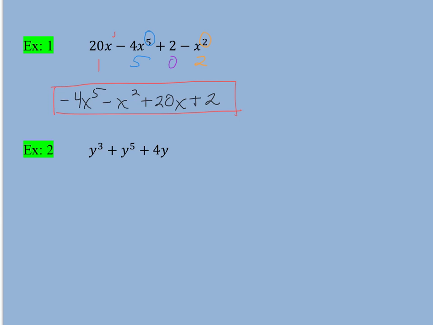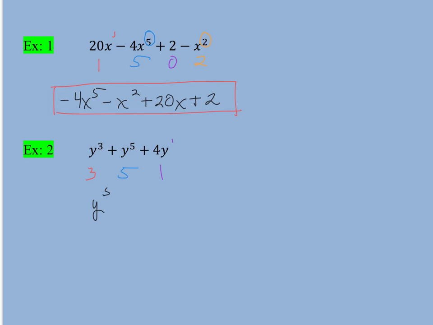Again, the degree of our terms. For the first term, y cubed, there's no exponents to add because there's only one base, so that has a degree of 3. The second term, y to the fifth, has an exponent of 5, so it has a degree of 5. And then the last term, the y doesn't have an exponent, so it's understood that it's 1, so it has a degree of 1.